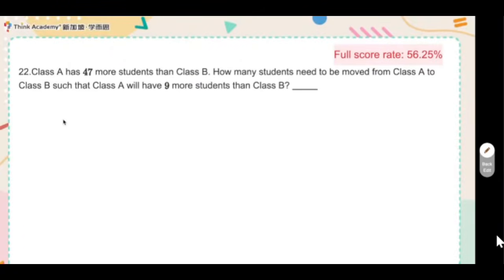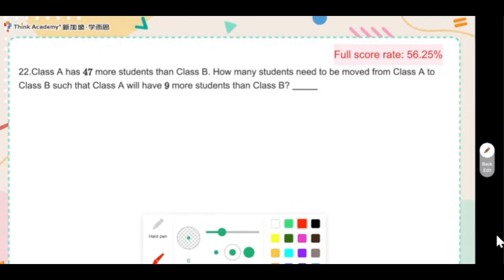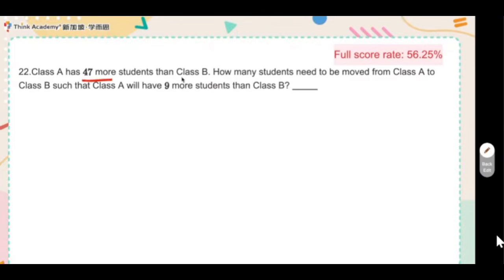Question 22. Okay, Class A has 47 more students than Class B. How many students need to move from Class A to B so that A will have 9 more students than Class B? Okay, so everyone, this time, let's think about the question. Teacher Jane has 2 ways to do it, but let's try the magic arrow. Okay, I draw an arrow. The left side means fewer, the right side means more, okay?